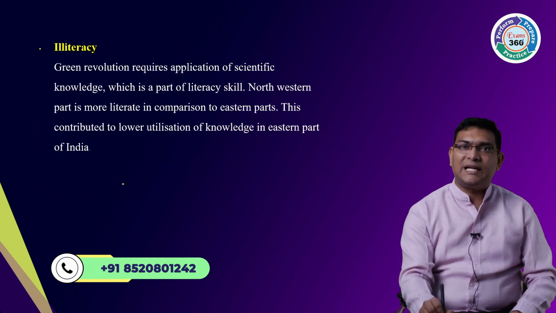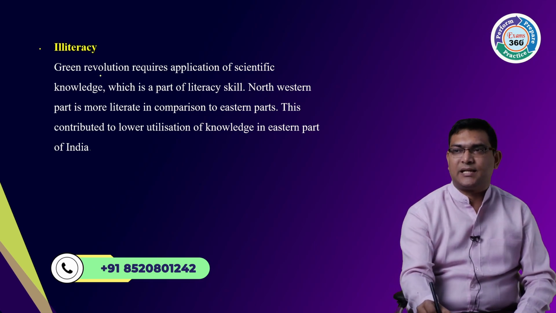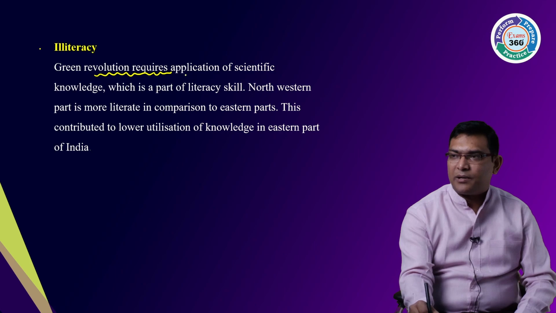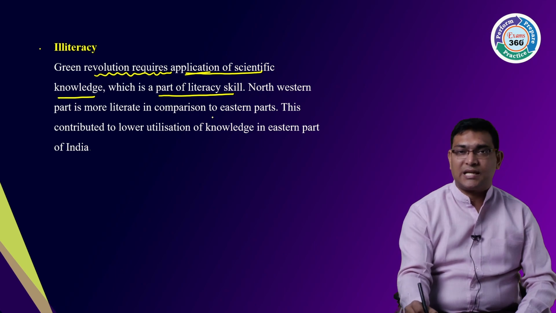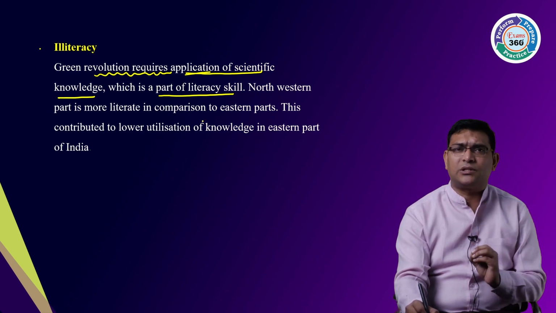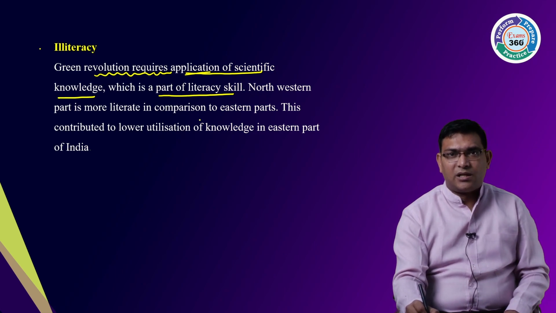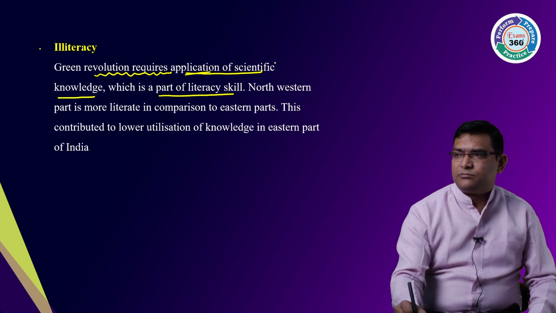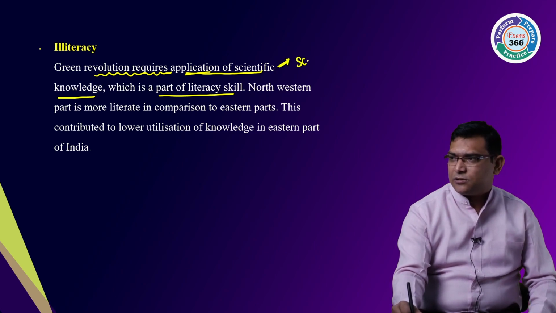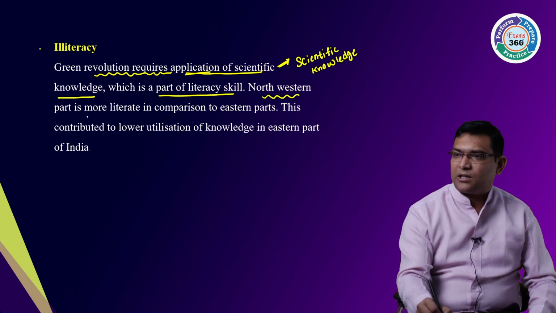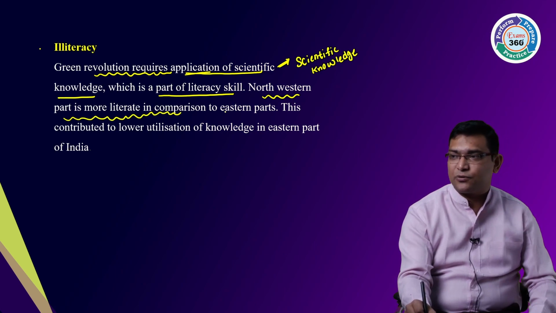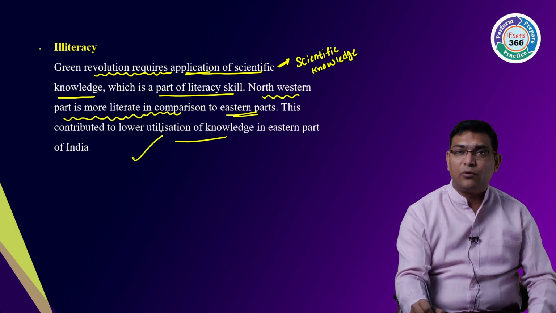The second one is illiteracy. The Green Revolution requires application of scientific knowledge, which is part of literacy skills. What does the Green Revolution need? Some knowledge, literary knowledge. You need to have scientific knowledge. But what happened? The northwestern part of India is more literate in comparison to the eastern part. So this also contributed to lower utilization of knowledge in the eastern part.